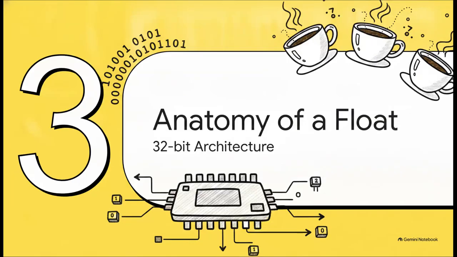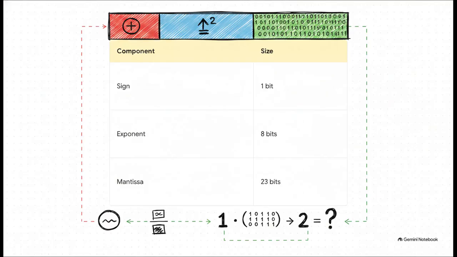Okay, shifting gears to our next section, the anatomy of a float. Floating point numbers are a whole different beast compared to integers. They follow a highly specific IEEE 754 standard, taking up exactly 32 bits of memory. And these 32 bits are sliced up into 3 very distinct compartments.